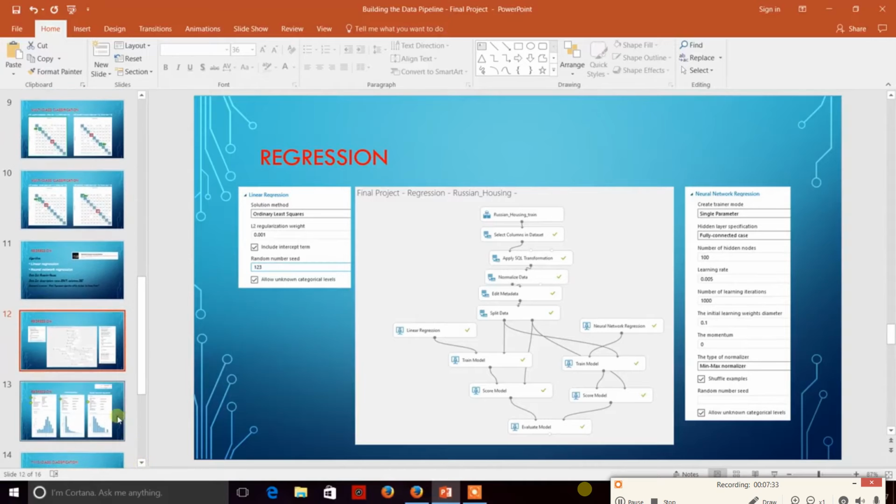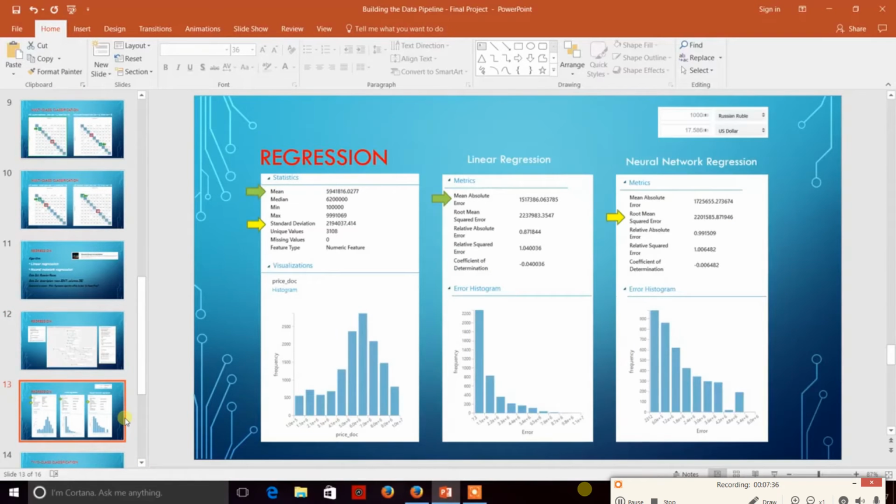And here are our results. On the left side we have the distribution of the price. Here in the middle we have the mean absolute error for the linear regression and the neural regression. As you can see, it's almost the same.